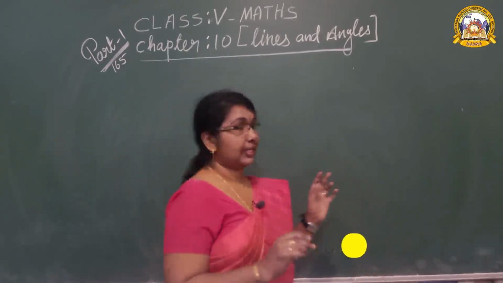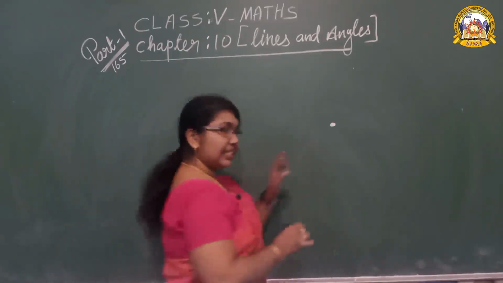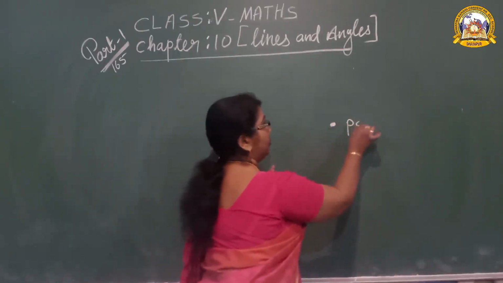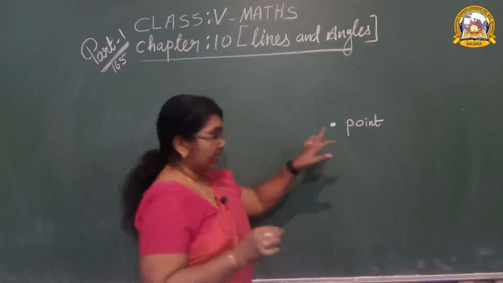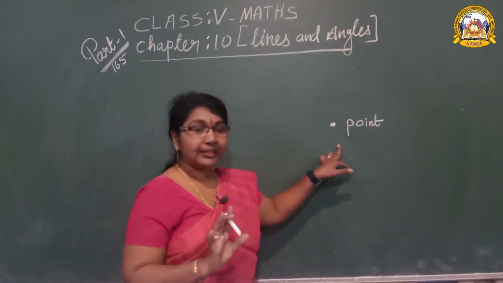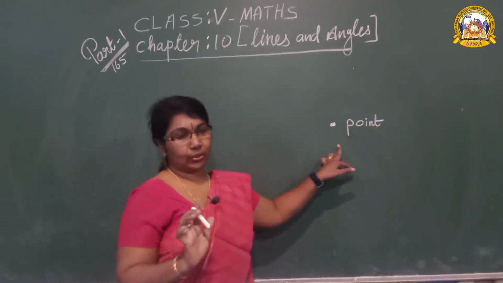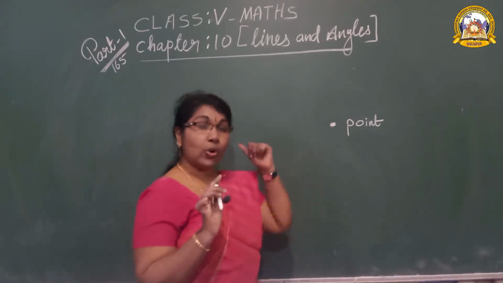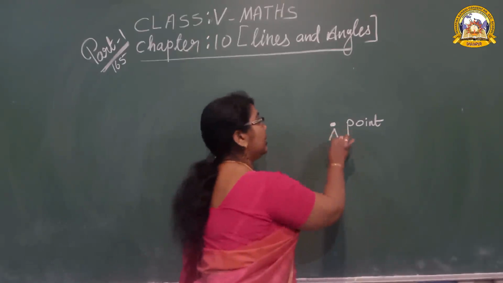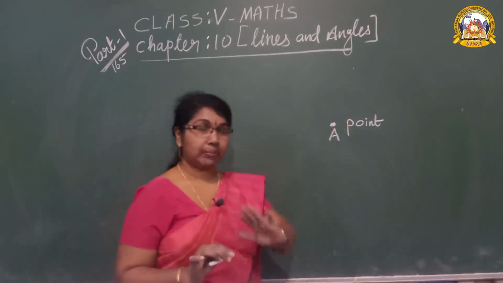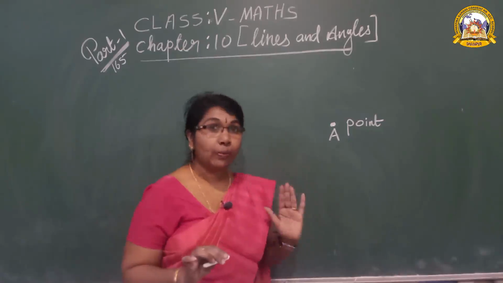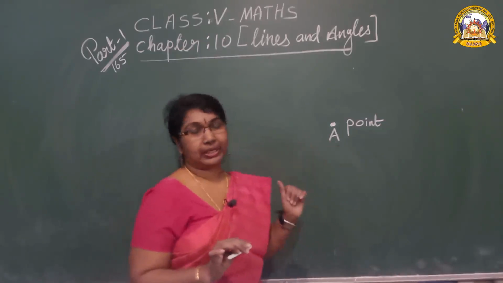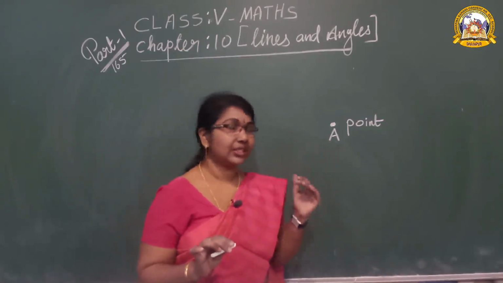You know small geometrical figures. First I am going to explain about point. What is it, students? It is a point. P-O-I-N-T. A point has no length, no breadth, no height. It has only a location. A point is always denoted by a capital letter. Already you know, I think you studied in the 4th class.